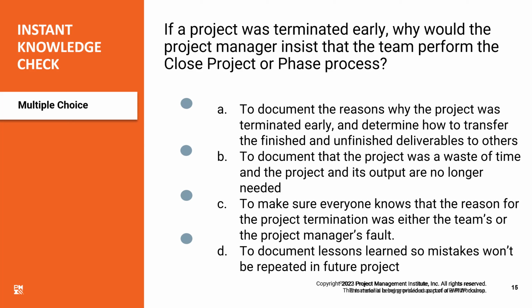Second option is to document that the project was a waste of time and the project and its output are no longer needed. C, to make sure everyone knows that the reason for project termination was either the team's or project manager's fault. D is the correct answer: to document lessons learned so mistakes won't be repeated in future.